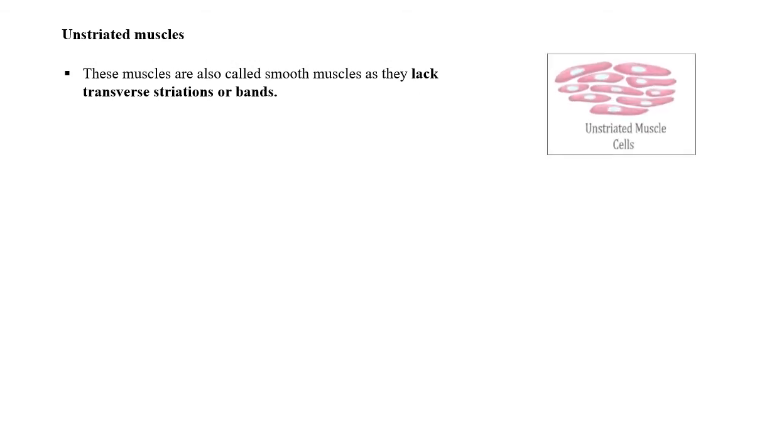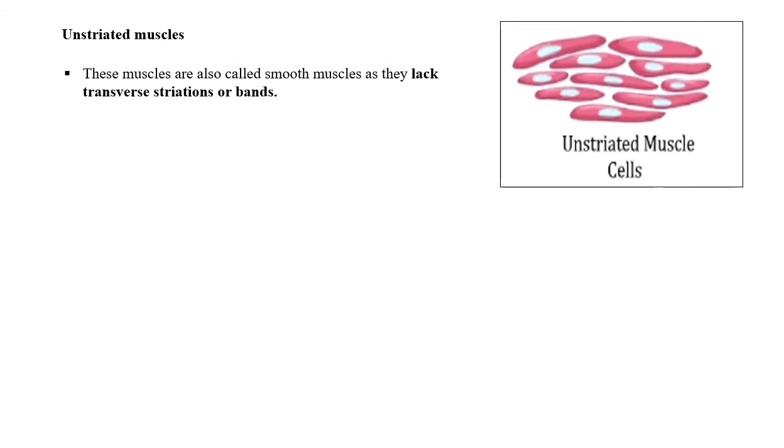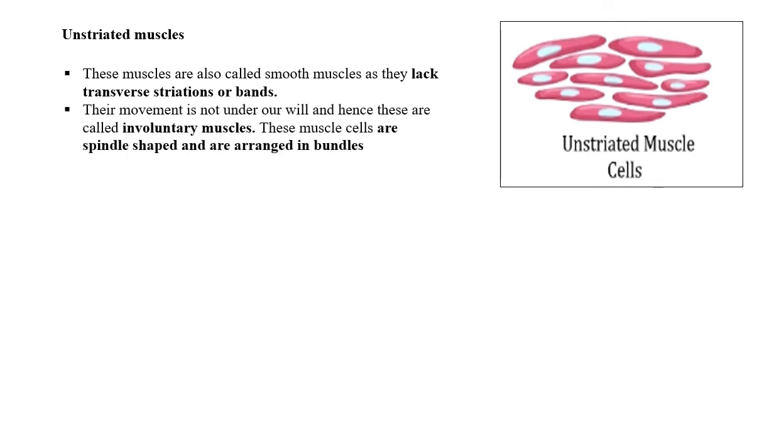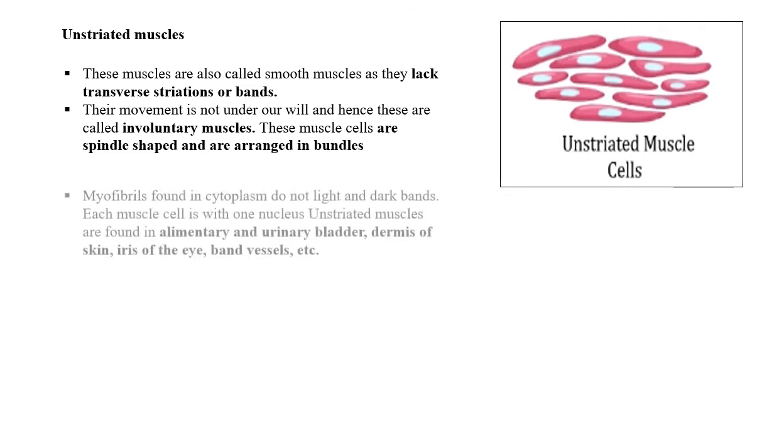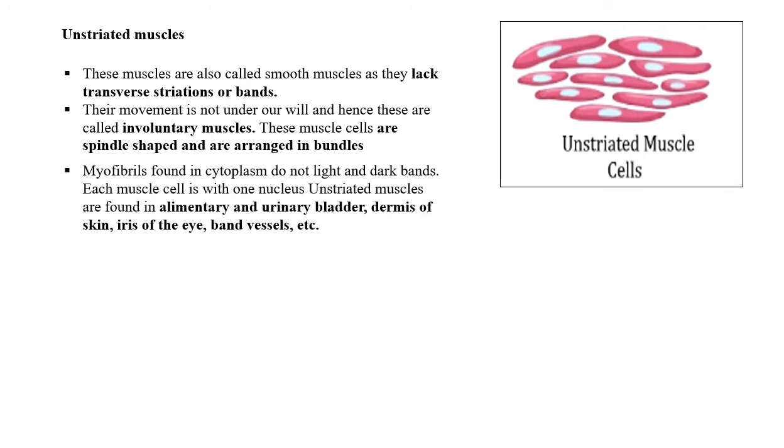Unstriated muscles. These muscles are also called smooth muscles as they lack transverse striations or bands. Their movement is not under our will, and hence they are called involuntary muscles. These muscle cells are spindle-shaped and are arranged in bundles. Myofibrils found in cytoplasm do not show light and dark bands. Each muscle cell has one nucleus. Unstriated muscles are found in alimentary canal, urinary bladder, dermis of skin, iris of the eye, blood vessels, etc.